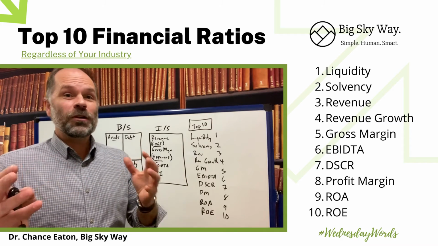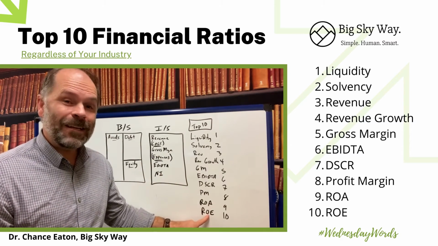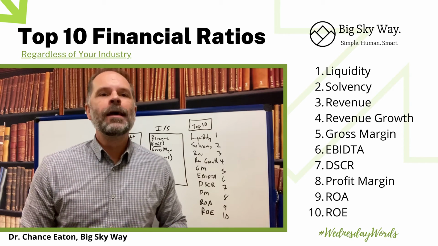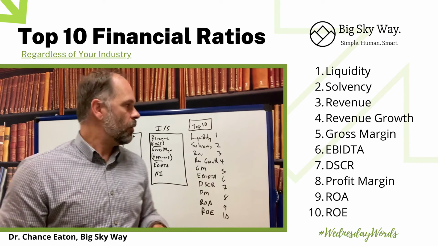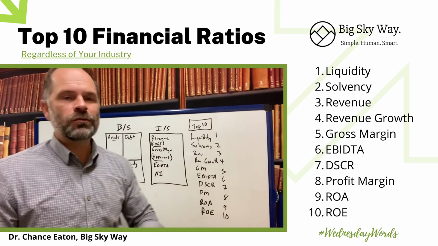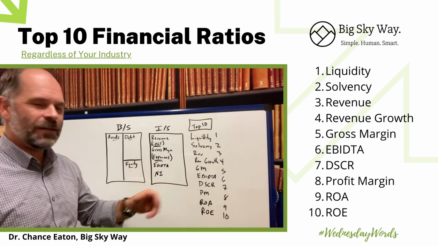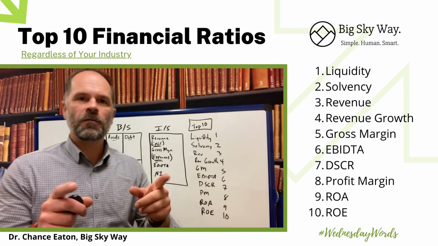A little dirty rule of thumb is when my ROE is bigger than my ROA, it means I'm making money on the bank's money. And I like making money on the bank's money. So there's Chance's top 10 ratios, regardless of industry. There are a lot of other ratios you can dig into, but I hope that helps give you a little more financial acumen as you look at your financial statements.